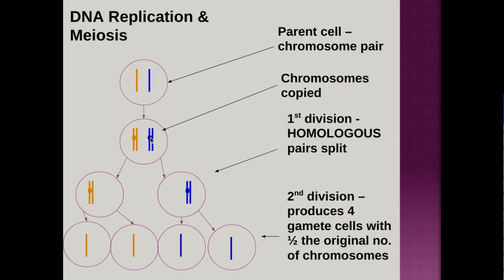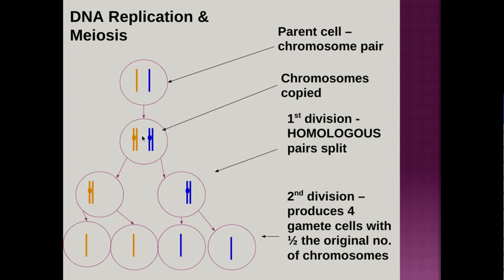Remember that word? In the first round of division, you split these homologous chromosomes. Remember, these are identical copies, these are sister chromatids. But let's say this chromosome is from mom, and this chromosome is from dad. They have the same or similar types of information. Like these have genes for eye color, and this has genes for eye color. Maybe you got green eyes from your mom, and you got brown eyes from your dad.